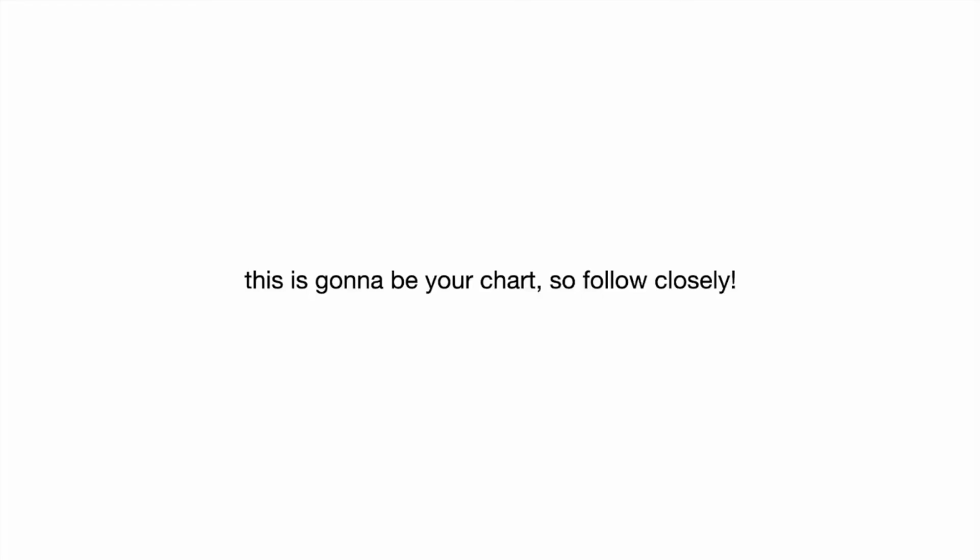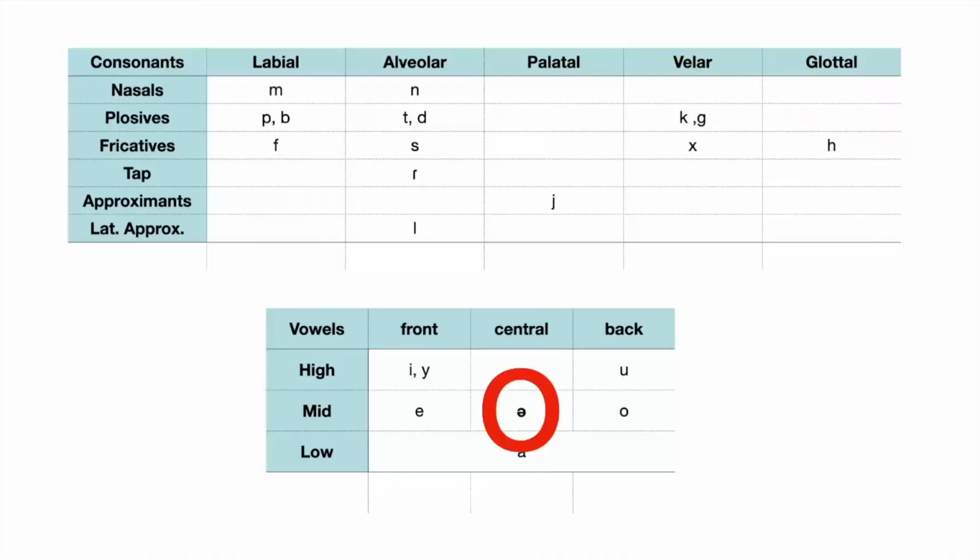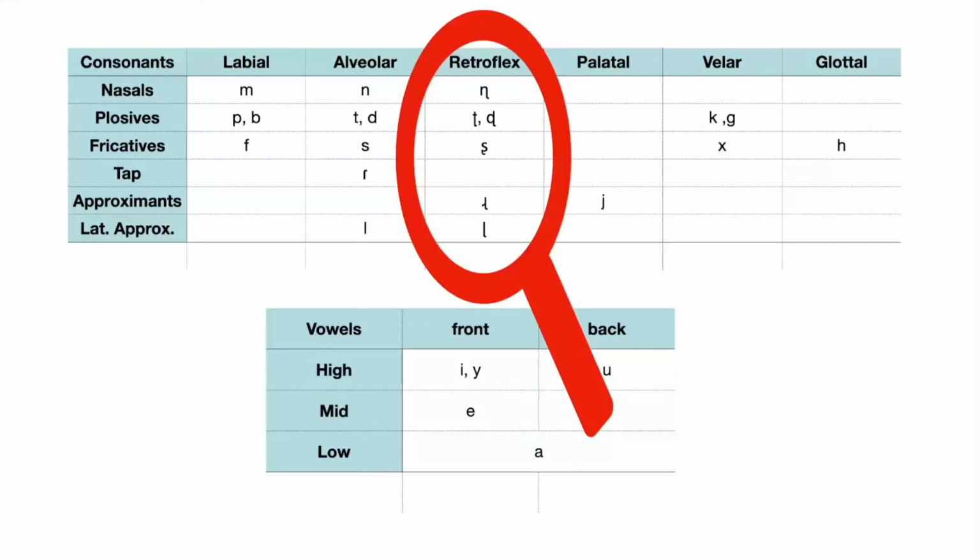So anyway, this is going to be your chart, so follow closely. You might want to copy this down onto your spreadsheet. So this is the base chart. If you picked W, it would go here, or it can go in the velar series since it's both, but it doesn't really matter anyway, so it's fine. And this is where Nga will go, this is where schwa will go, and it creates its own column, the central column. This is where the retroflex series will go.